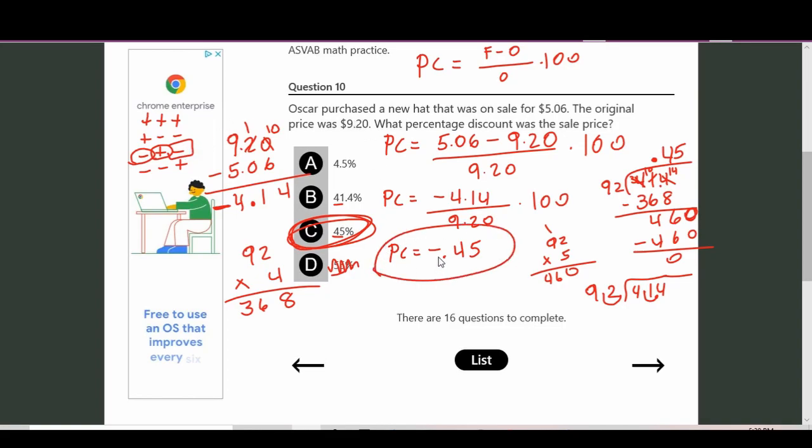In other words, the discount decreased the original price of the hat from $920 to $506 in the amount of 45%. And again, that multiplied by 100 is still hanging out there. Again, we're multiplying by a power of 10. That just shifts the decimal place twice to make 0.45 just 45%. Okay, so that's that one.